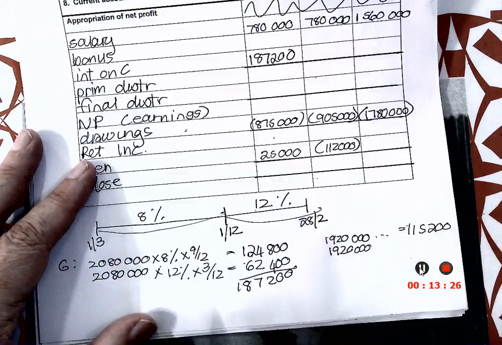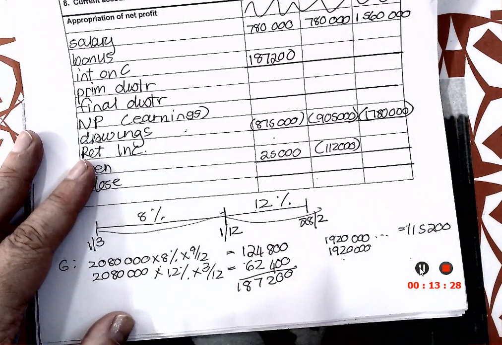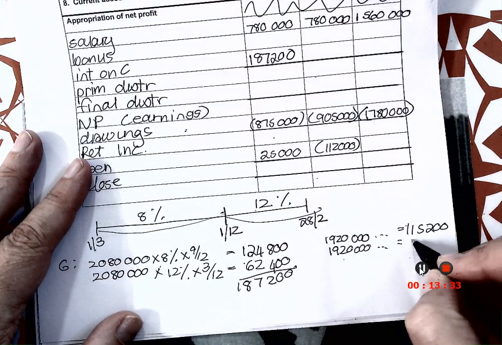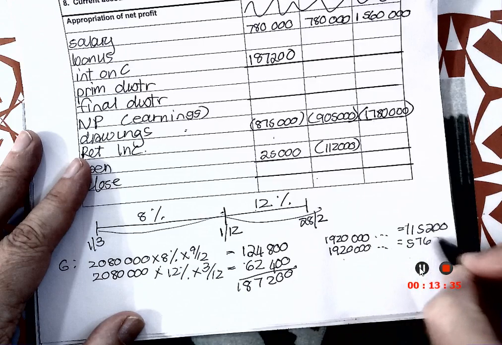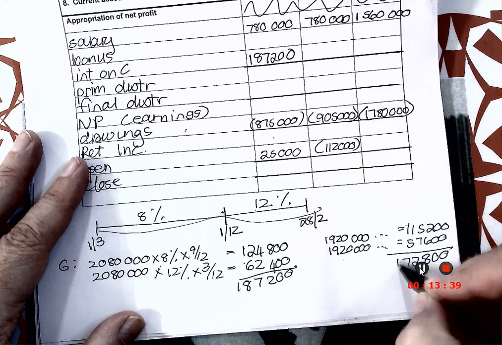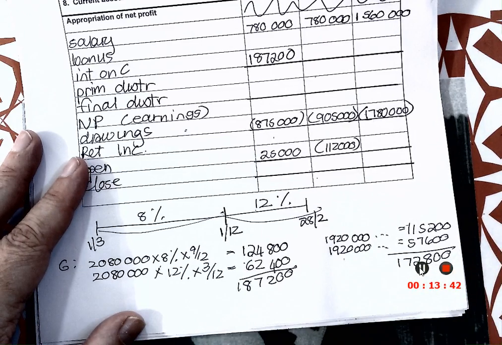Okay, then I'm going to do the 1920, 12% for 3 months, and it's going to give me 57,600. So it totals to 8,12,7,1. Is that right?